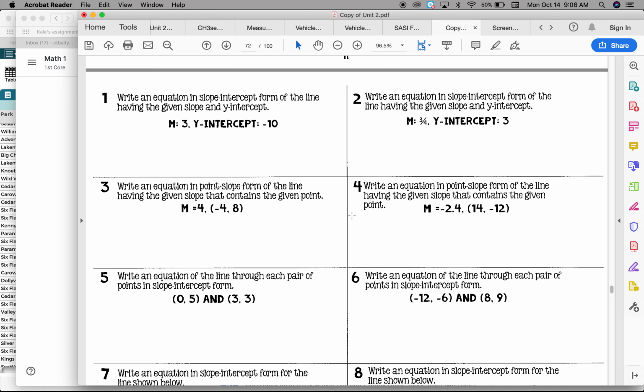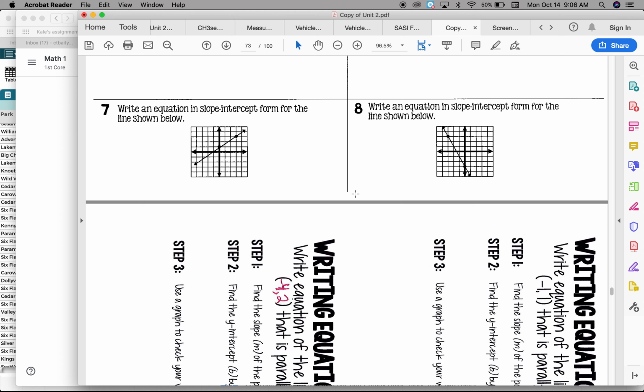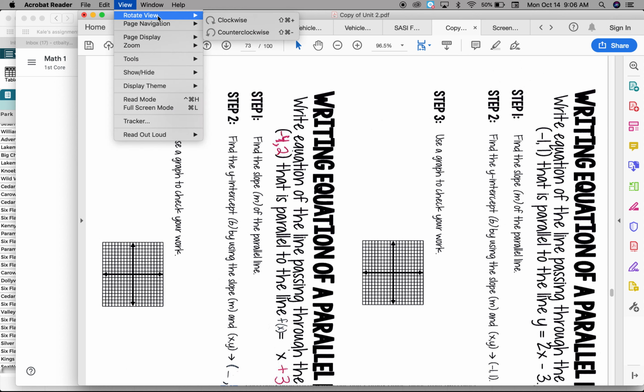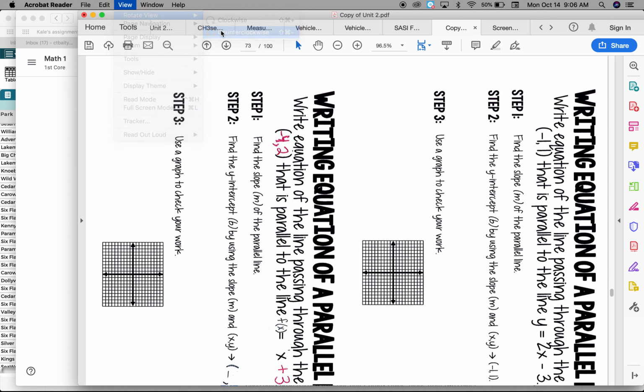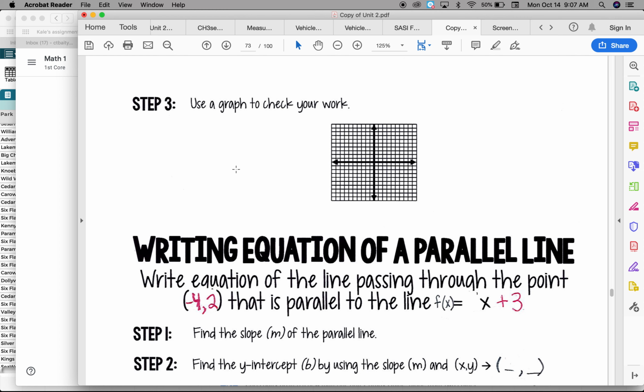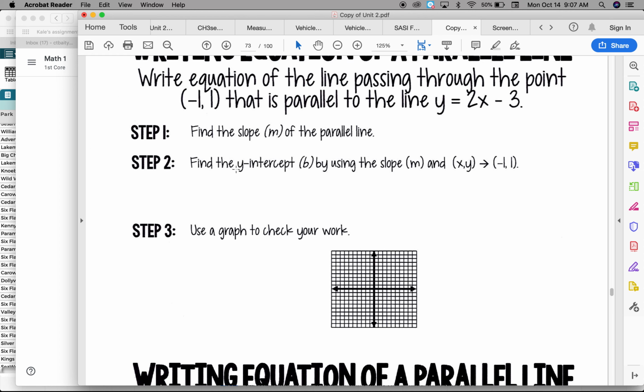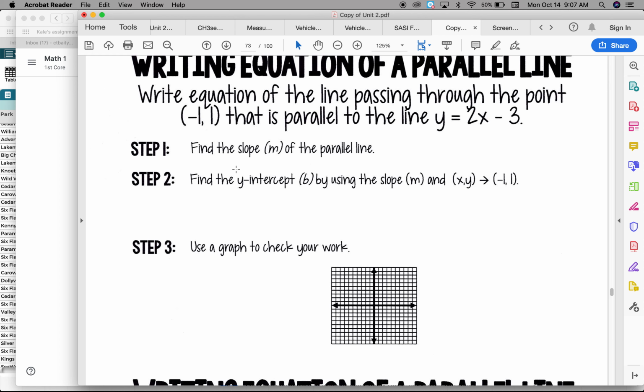I want you to do the following problems all the way through here, but this is the big reminder that I want us to kind of look over. I'm going to rotate my page real quick. Writing equations when we have a parallel line or we have a perpendicular line.